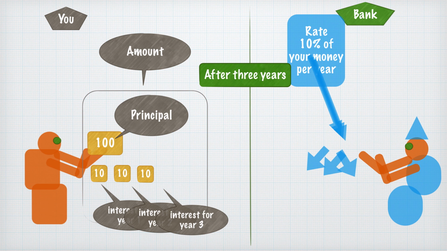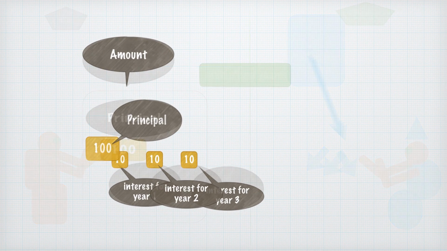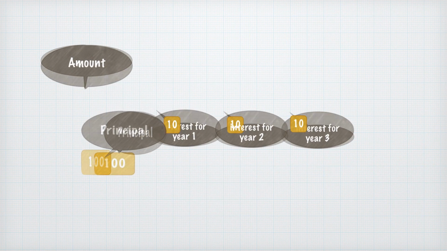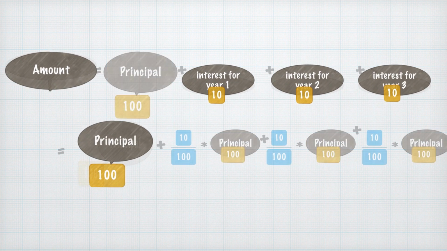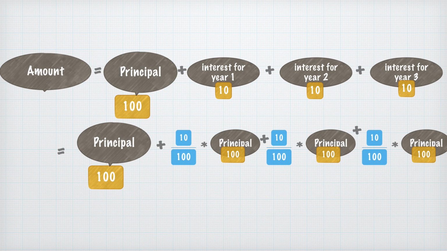Okay. So let's try and look at the formula again. I can see from the diagram that the amount is equal to principal plus the interest for the 3 years, right? Principal plus interest for year 1, plus interest for year 2, and the interest for year 3. Principal we know is 100, and how do we calculate the interest? We say 10 by 100 of the principal for the first year, 10 by 100 of the principal for the second year, and 10 by 100 of the principal for the third year.